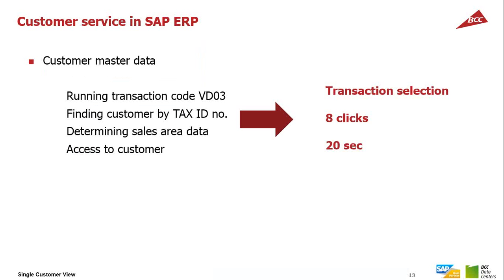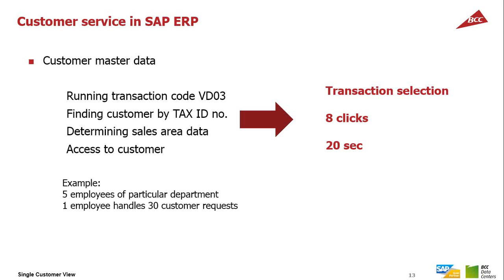So just to give you a summary of this example, what we did is we started the transaction. We made 8 clicks, and it took 20 seconds to actually access the customer master data. Just access. If we go one step further and we analyze this from the company's perspective, so let's take, for example, 5 employees of a particular department, any department.